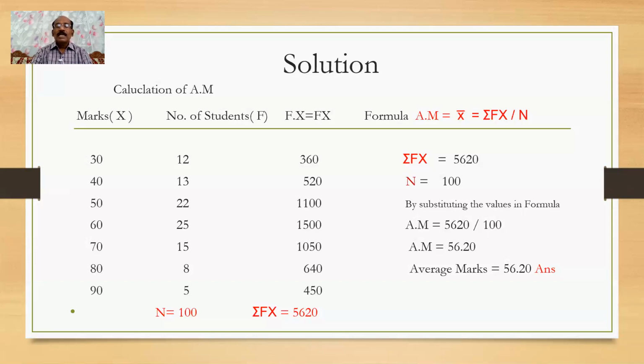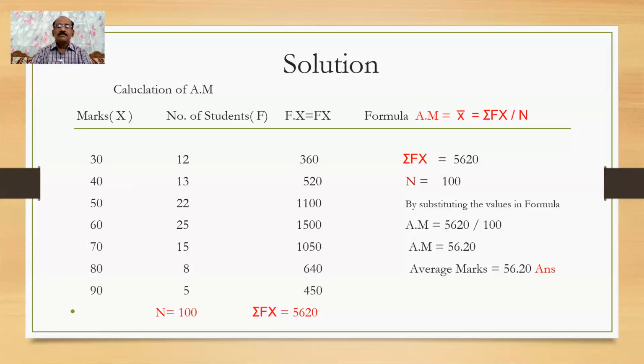After getting this sigma fx and N value, you just have to substitute the values in the formula. What is the formula? X bar, or arithmetic mean, is equal to sigma fx by N. Here sigma fx is equal to 5620 by 100. That means 56.20. It is the arithmetic mean of this data. It is the average marks of the students. 56.20 is the answer.